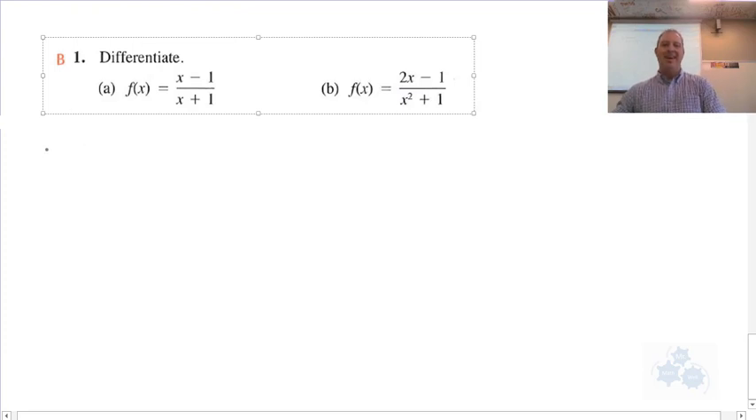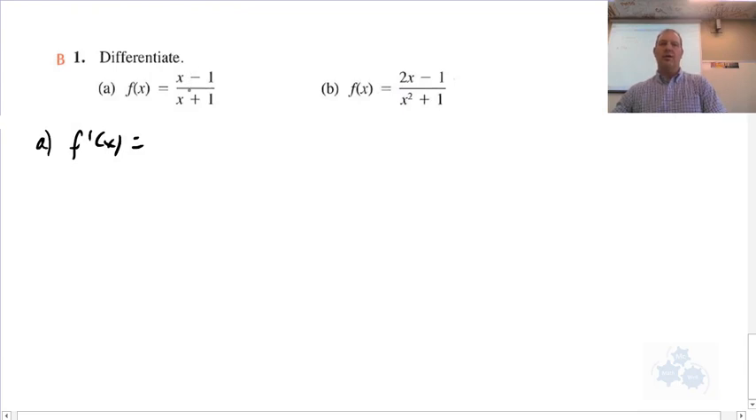All right, so let's do A, f prime of x. The quotient rule is the derivative of the top. What's the derivative of the top?